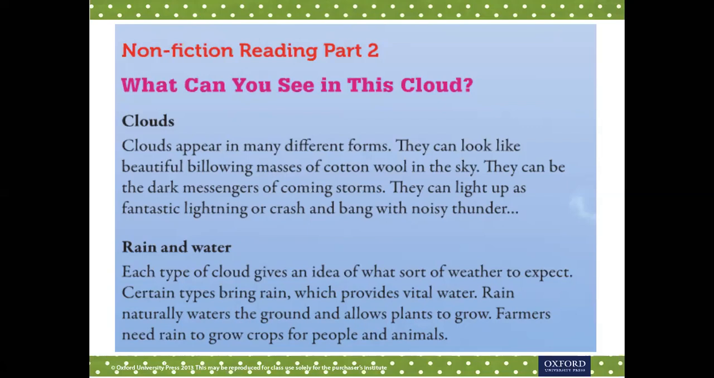As we know, each type of cloud brings us a different type of water. Sometimes some clouds are white, and they give us a little amount of water. If it's dark, it's going to be a storm, and it's going to have a lot of water. Naturally, water goes to the ground after it comes down from the cloud and allows plants to grow. So plants need water to grow. Farmers need rain to grow crops for people and animals.